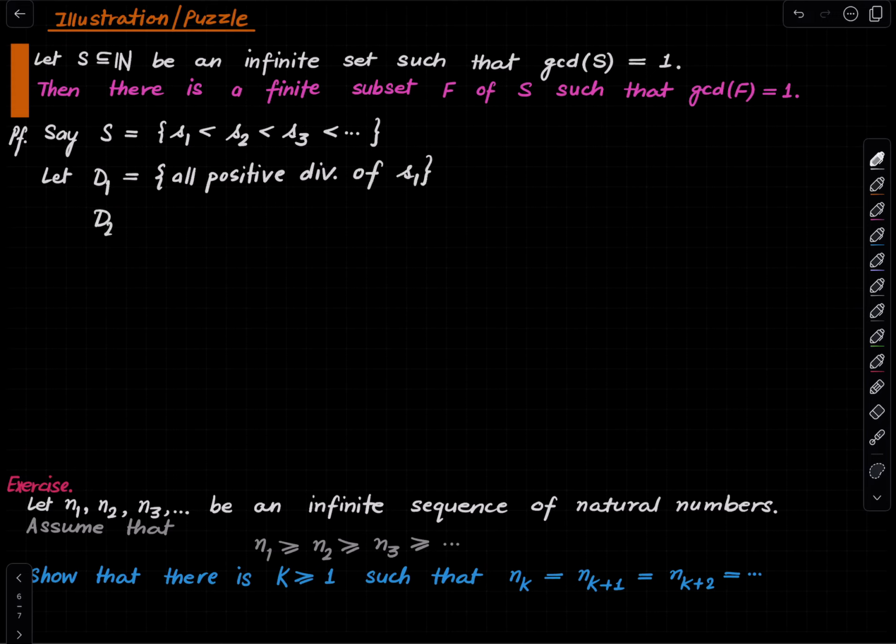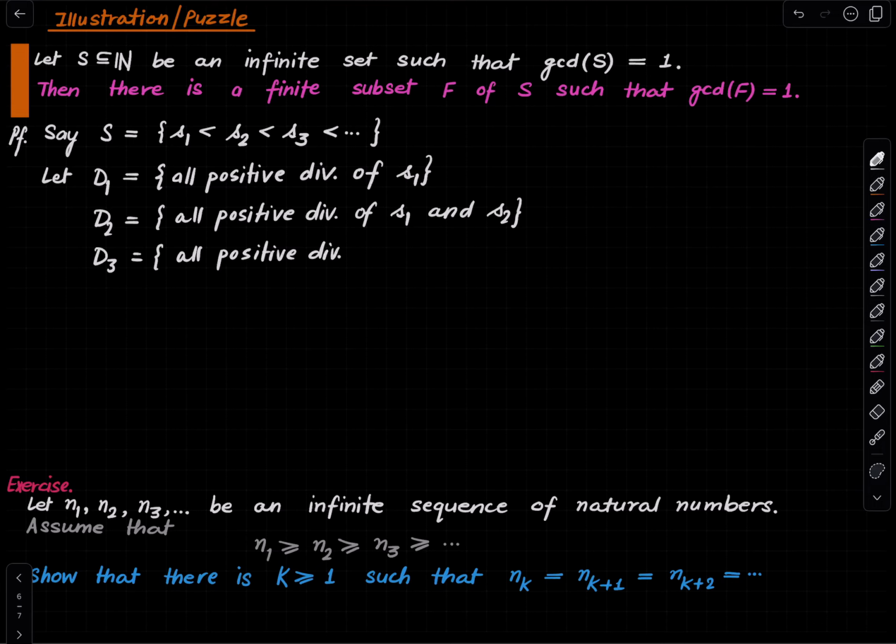D2 is the set of all positive divisors of S1 and S2. D3 is all positive divisors of S1, S2, and S3. And so on. Right? We have just defined the sets of positive divisors of more and more elements of the set S.